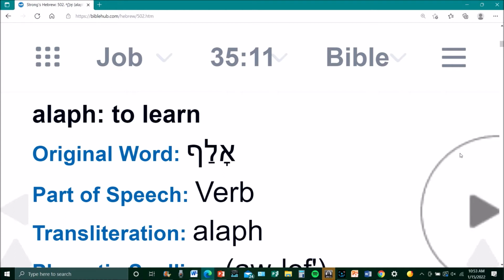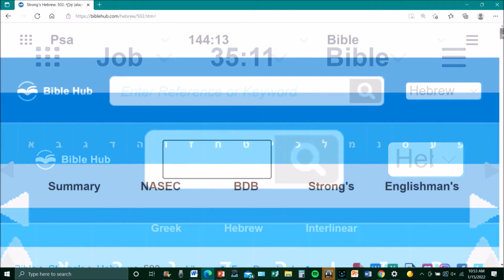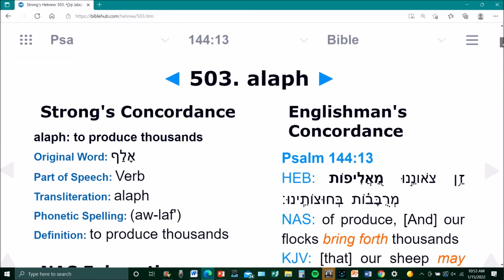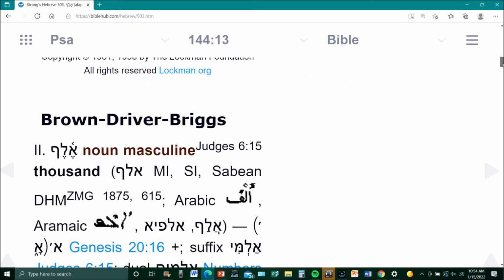So now let's move to the next word. We're going to move to the next meaning of the Aleph that is in here. All right, so 503. This is interesting because these are the exact same vowel points. So why do they do that? I don't get it. I just don't question this stuff anymore. I'm like, whatever. Do it or not.